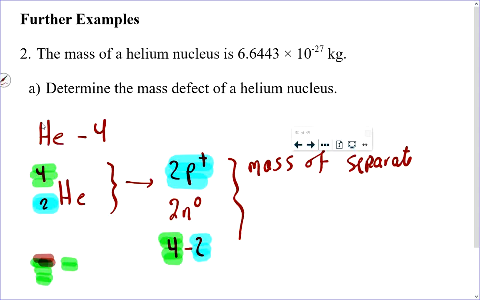of the separate nucleons, which will be 2 times the mass of a proton plus 2 times the mass of a neutron. And I'm not going to write that down. Those numbers are right at the top of your page. You can do this calculation on your calculator.